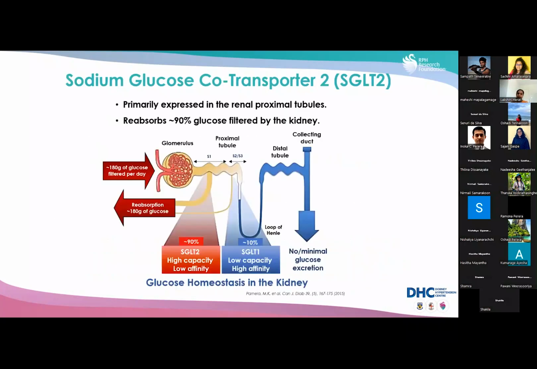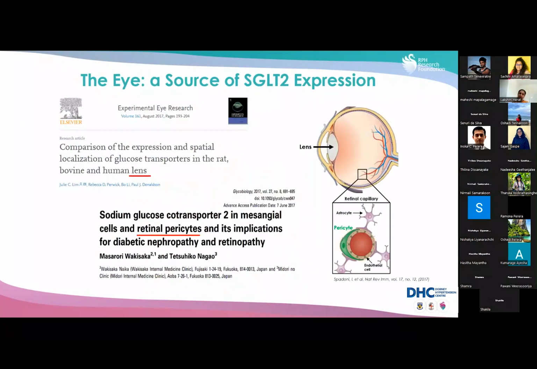So a bit of background on the sodium glucose cotransporter 2 protein, which is the key focus of this study. It is mainly expressed in the renal proximal tubules, as you can see here, and is responsible for the reabsorption of 90% of glucose filtered by the kidney. In addition to its expression in the kidney, there is literature showing the expression of SGLT2 in the human lens, as you can see here, and also in retinal pericytes, as indicated here, which are the main type of cells present in the retina, regulating the blood flow within the retinal capillaries.